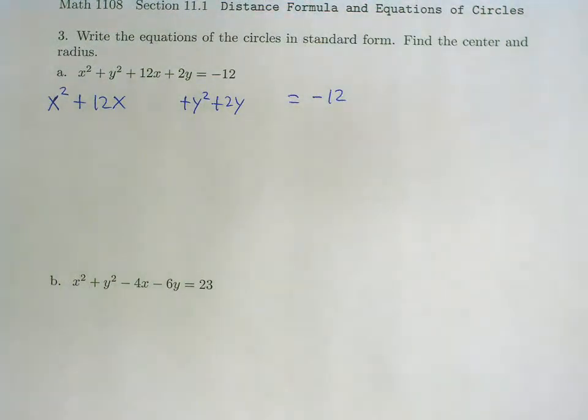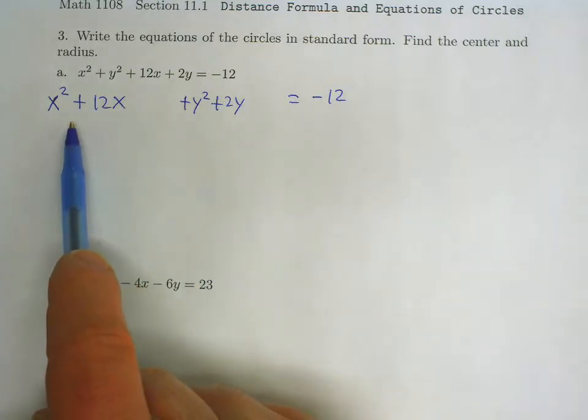Okay, if you remember the standard form of a circle, it involves squaring binomials. So remember what happens when you square a binomial? You get a perfect square trinomial.